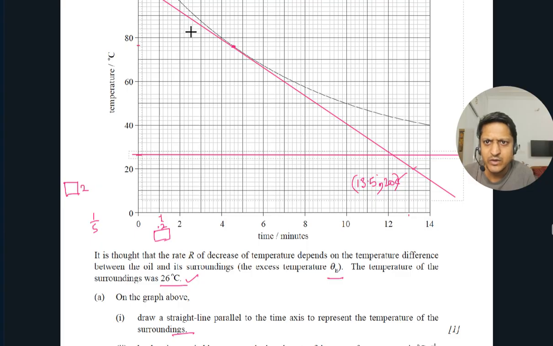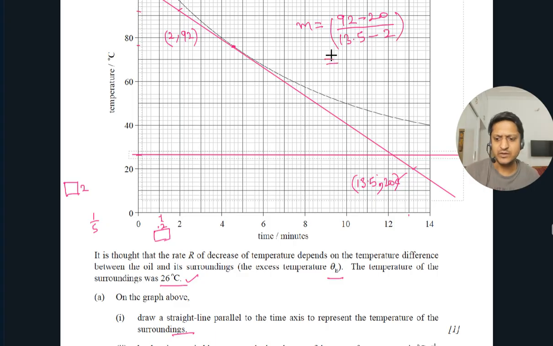Okay. And now we can take any point here. We can take this point. So this point is like 2, comma, and this is here. So this is at 90. 90 plus 2 is 92. So now the slope is equal to y, which is 92 minus 20, and x, which is 13.5 minus 2.